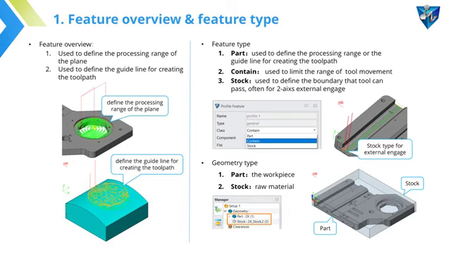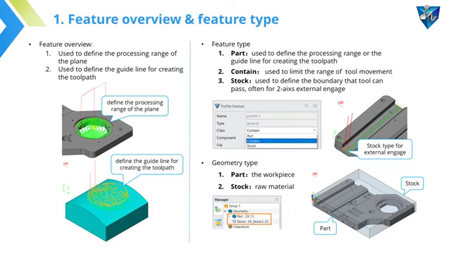When creating features, there will be three types: part, contain, and stock for you to choose. As shown below, part is used to define the processing range, which means the tool cannot pass, or used as the guideline for creating the tool paths, applicable for 2x and 3x. Contain is used to limit the range of the tool movement, normally for 3x. We will also have more details in the 3x CAM introduction. Stock is used to define the boundary that the tool can pass, often for 2x external engage.